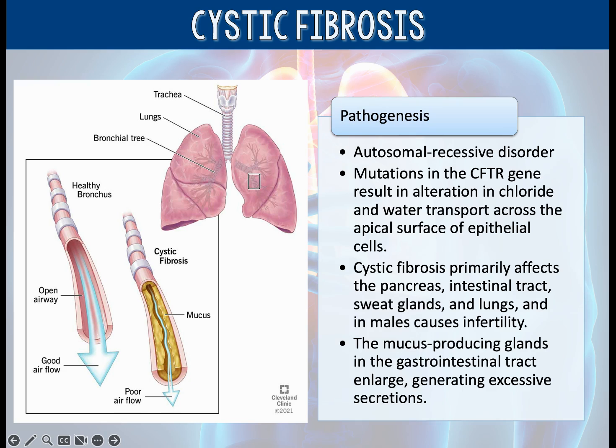So we talked about that it's an autosomal recessive disorder. It's a mutation of the CFTR gene. There's actually a lot more to that, but there's a mutation in this gene, and cystic fibrosis primarily affects the pancreas, the intestinal tract, the sweat glands, and of course, the lungs. It causes infertility in males. The mucus producing glands in the GI tract also enlarge and they generate excessive secretions.